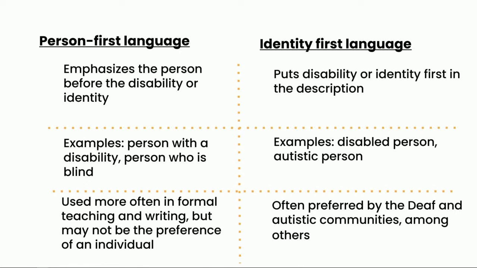And so the other part about language, and Jason kind of alluded to this a bit, is this idea of person-first language versus identity-first language. If you read in a textbook, they often say, use person-first language, which really emphasizes the person before the disability or identity. So you would say person with a disability, or person who is blind, person who uses a wheelchair. It's used often in formal teaching and writing, but may not be the preference of an individual.